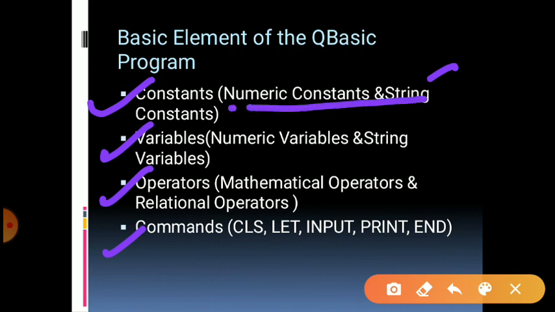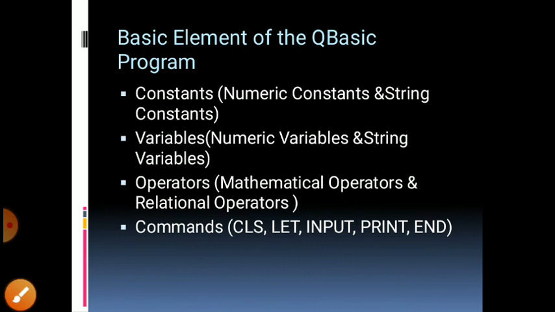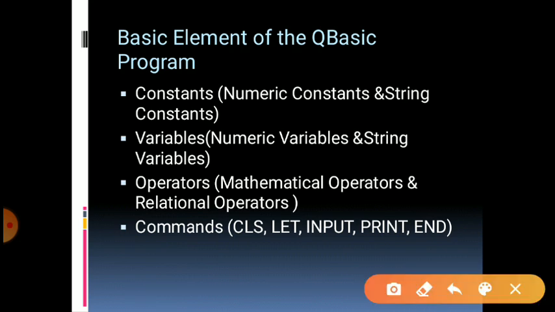Constants are values which do not change during the execution of a program. Basically two types of constants are used. First, numeric constants, which store only number values. Second, string constants, which store numbers, letters, or both. Whatever we insert in double quotation marks is called a string constant. Next, variables. Variables are also of two types, numeric variable and string variable. A numeric variable stores numbers and a string variable stores numbers, letters and both.